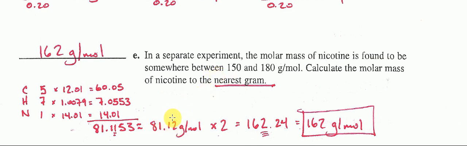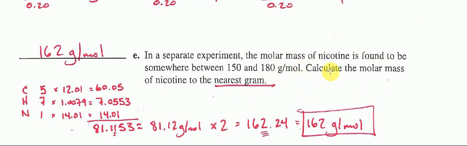I know that 81.12 is not the appropriate molar mass because it's not between 150 and 180. And so I can multiply this by 2, just as a guess and check, going from 1 to 2 to 3 to 4 to 5. And I see that this mass multiplied by 2 is 162. And I can see that 162 is in fact between 150 and 180 grams per mole. And so 2 must be the appropriate multiplier to get from the empirical formula to the molecular formula.